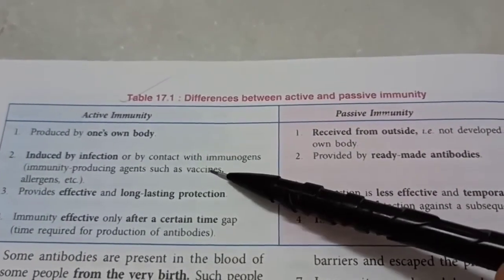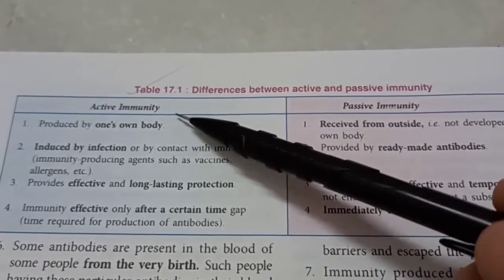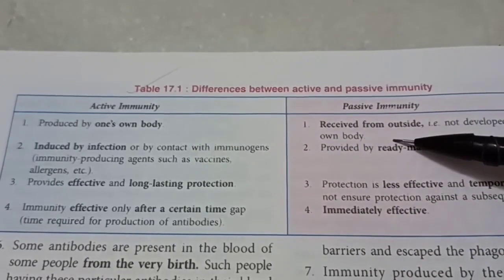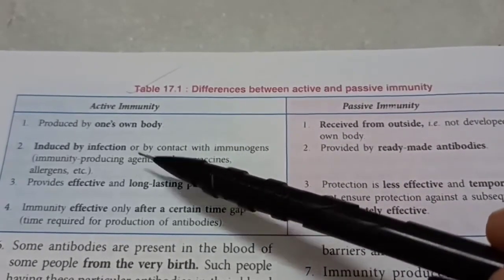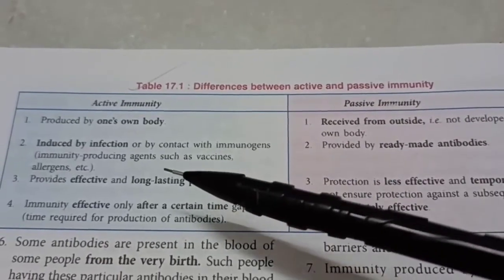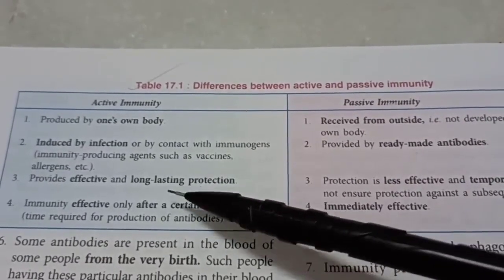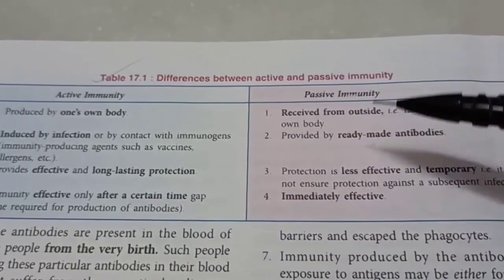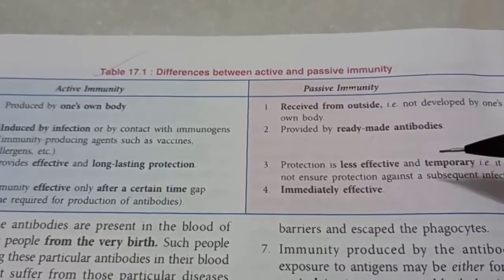Difference between active and passive immunity. This is produced by our own body, received from outside. This is because of getting infected. Here it's ready-made from outside. Active immunity is better. It's long-lasting. Whereas passive immunity is less effective and it's temporary.